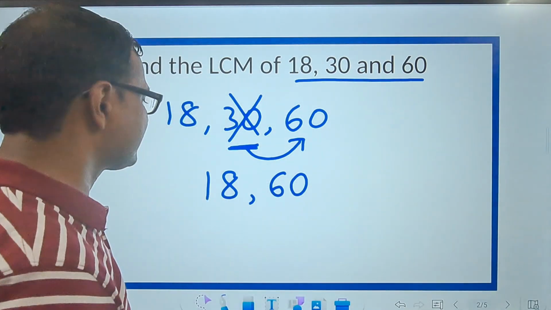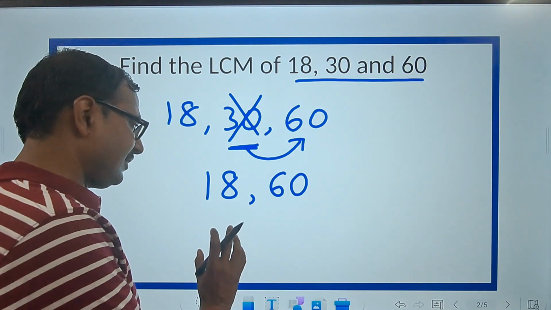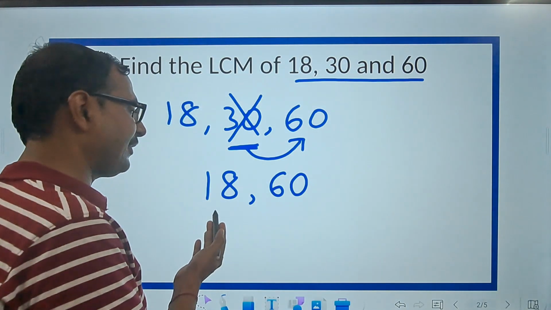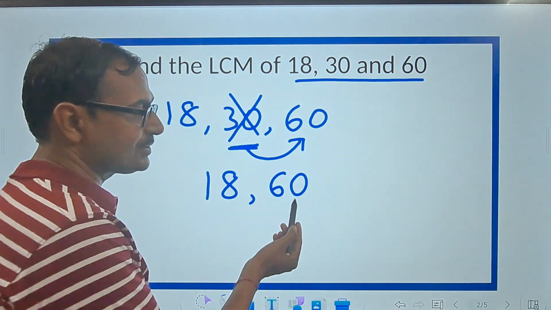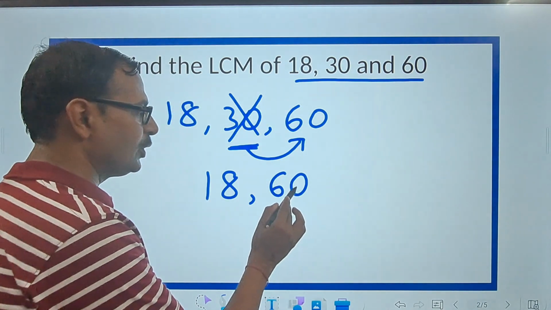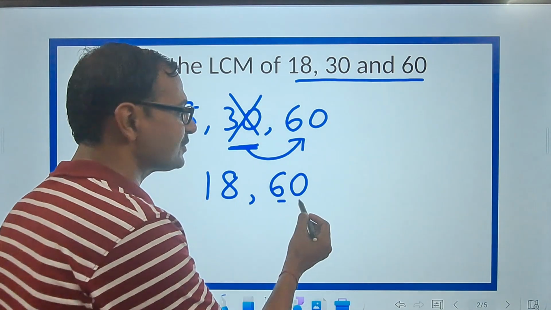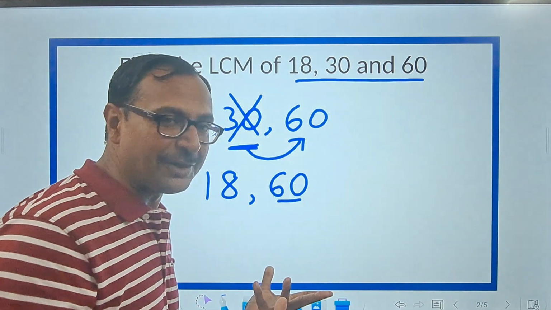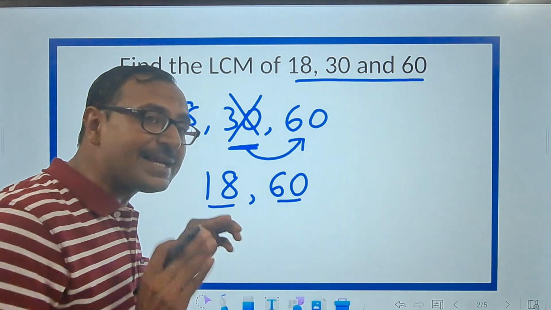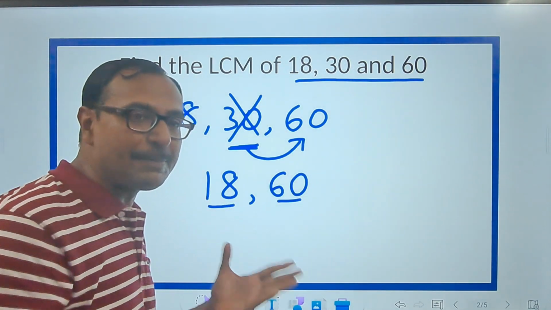Now, how to work smartly here? Finding the LCM here also has a trick. If you can find that here we have a 0. See, I'm telling you various methods of getting to the LCM. Here you have a 0. So all the multiples of 60 will have zeros at the end, and therefore the multiple of 18 which has a 0 at the end will be one of the common multiples.